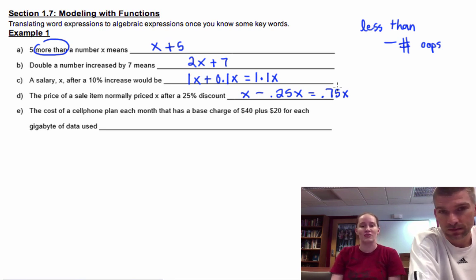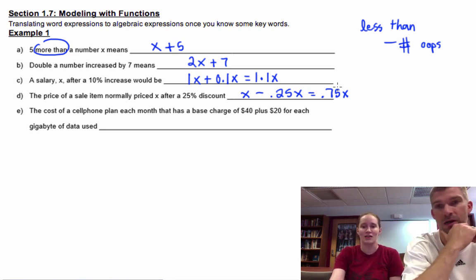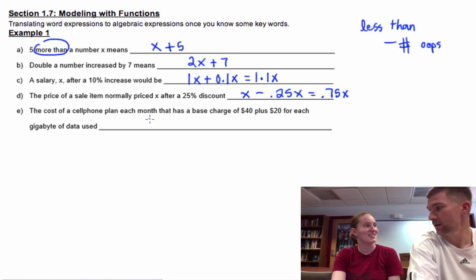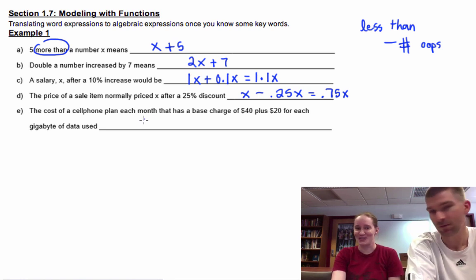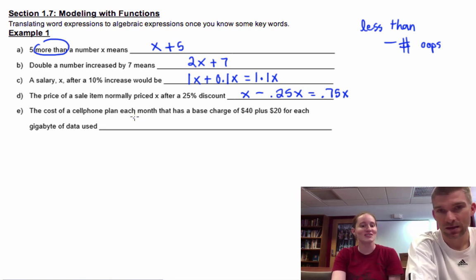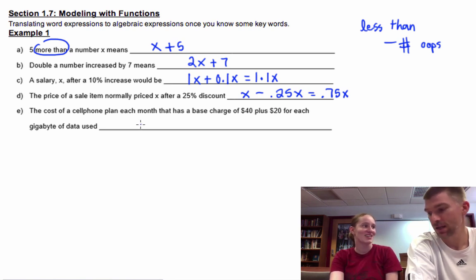The cost of a cell phone plan each month that has a base charge of $40 plus $20 for each gigabyte of data used. You know, that almost sounds like a real thing. I feel like that might actually be our actual plan. Did you look at my cell phone bill last month? You don't even get a gig, do you? Like 256 megabytes? We upgraded to 2 gigabytes. Congrats.